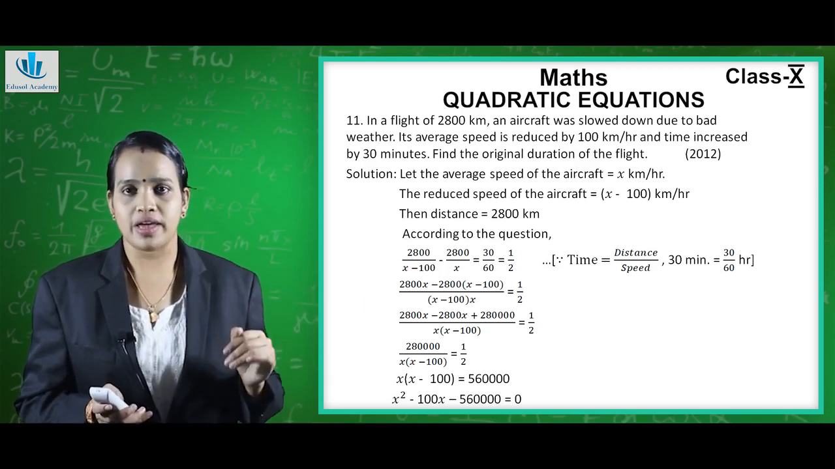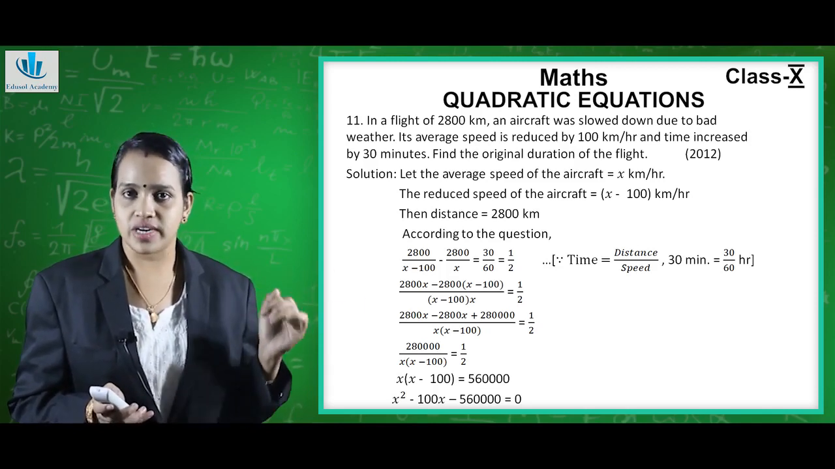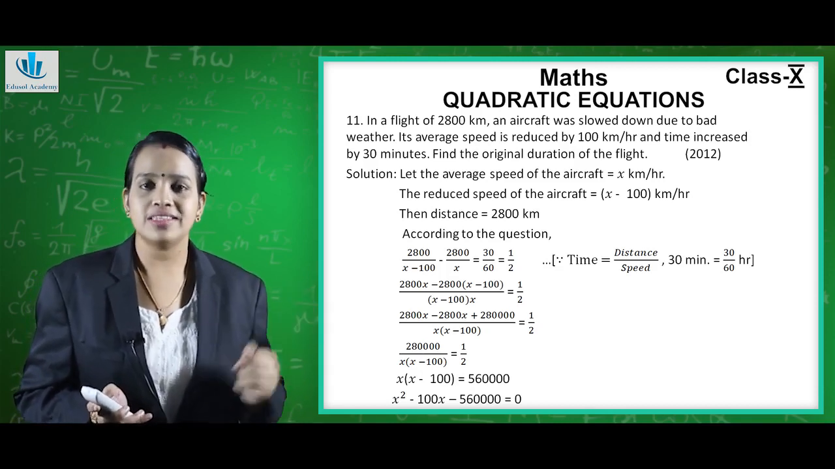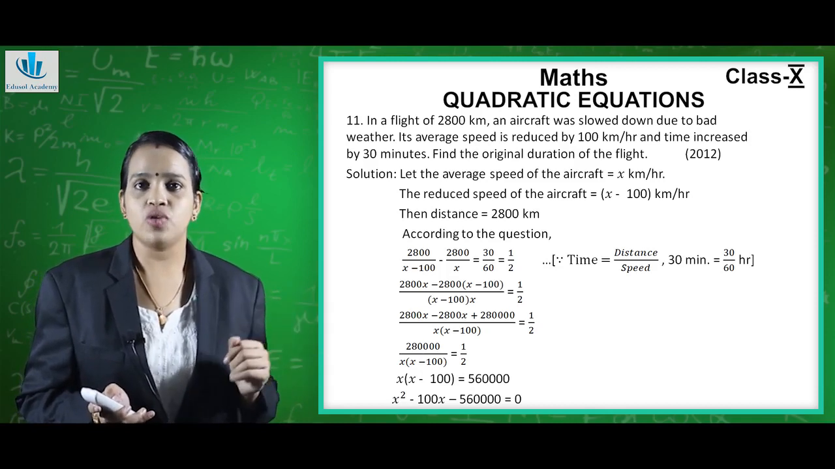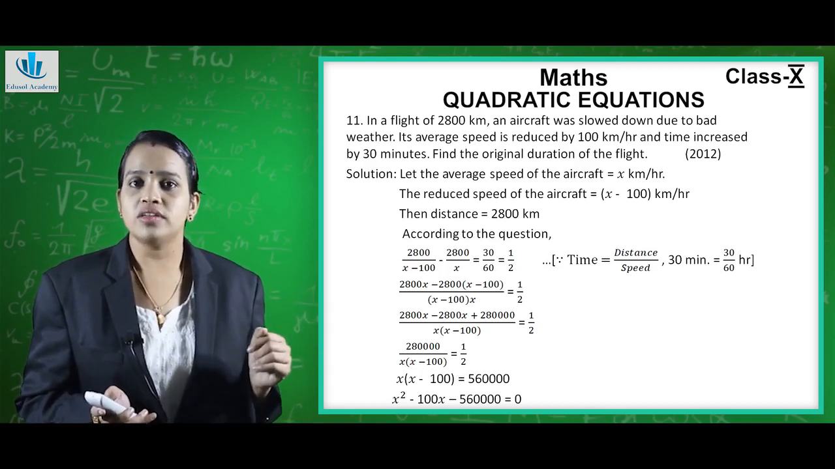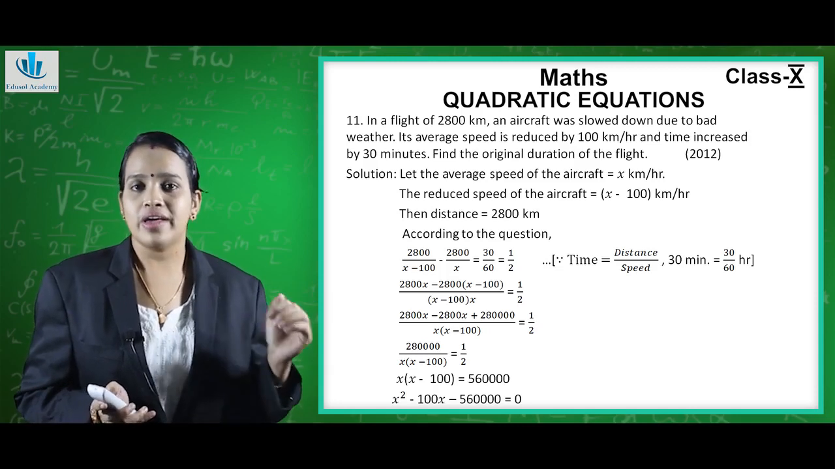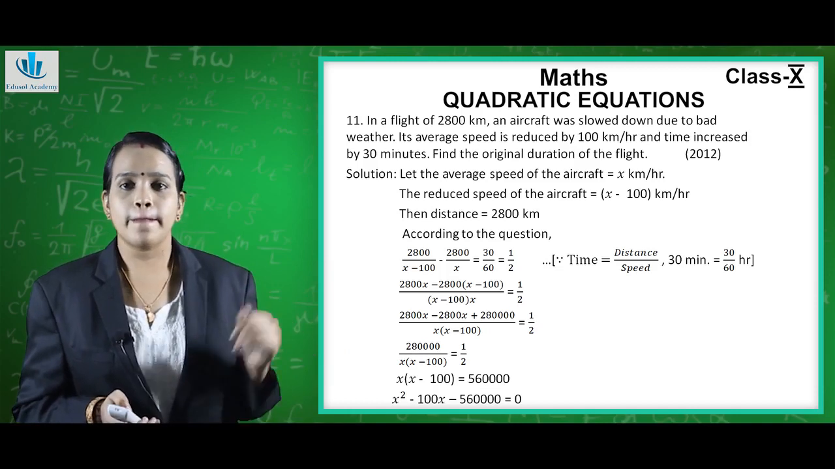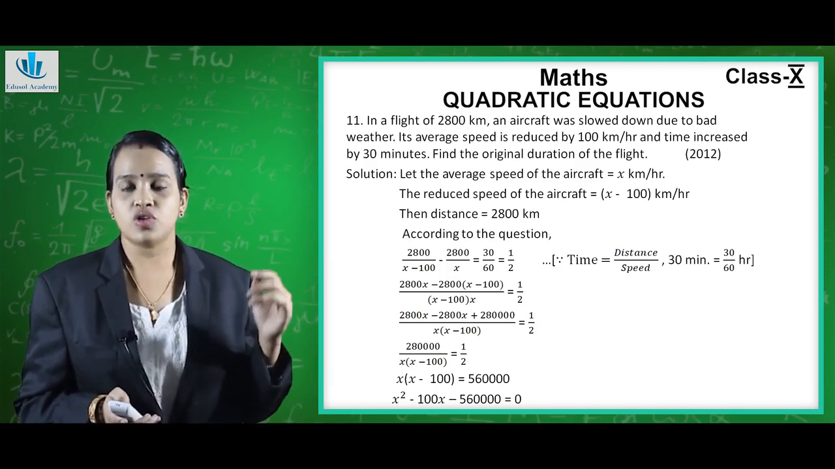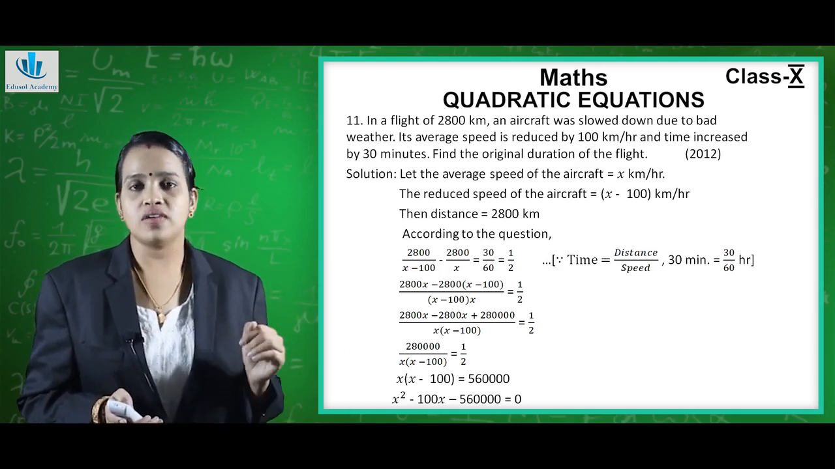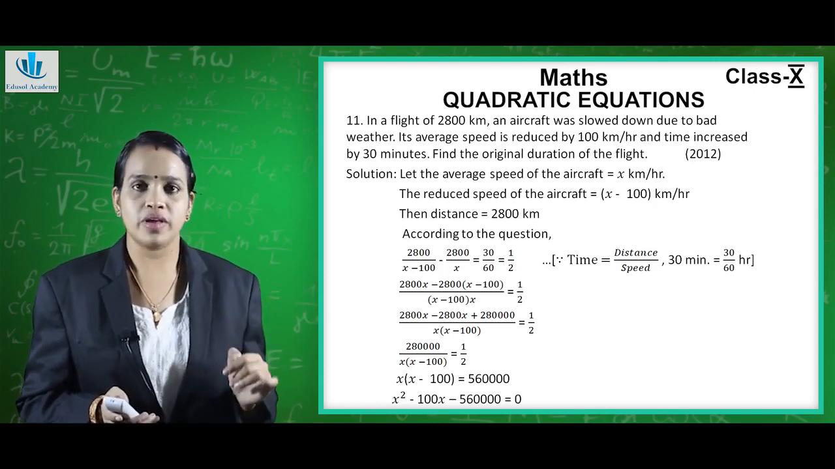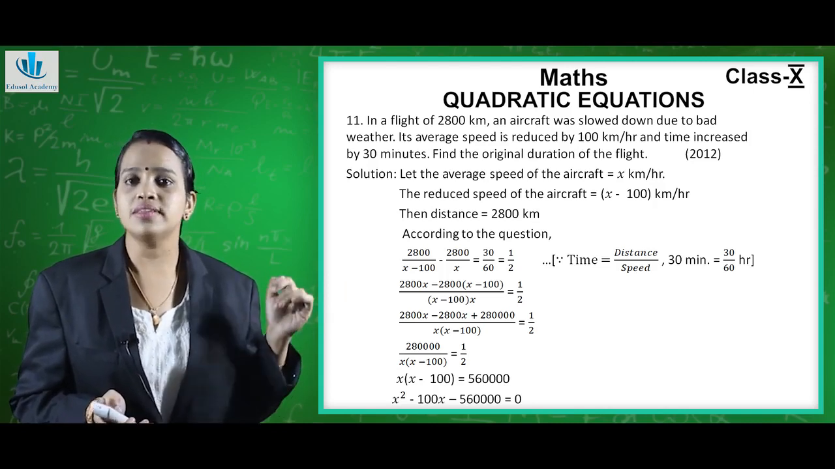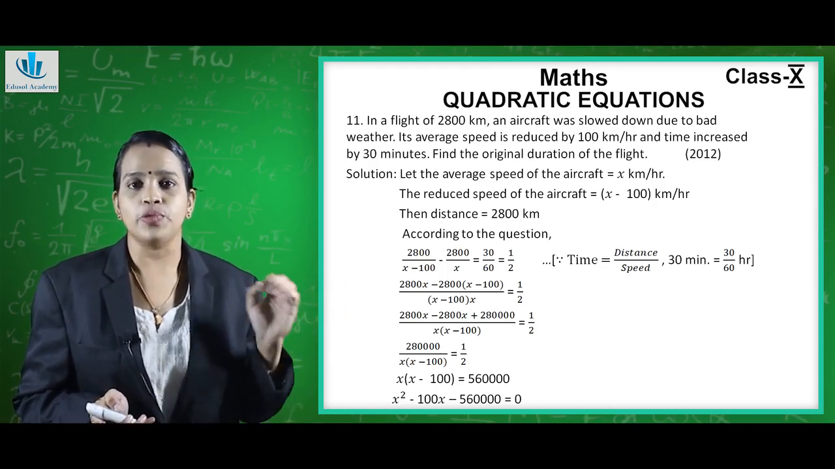Here now we can open the bracket, so it becomes 2800x minus 2800 into x, that is 2800x minus 2800 into 100, it gives 280000 upon x into x minus 100 equal to 1 upon 2. Now we can solve this one. So our 2800x minus 2800x get cancelled. So what remains? 280000 upon x into x minus 100 equal to 1 upon 2.